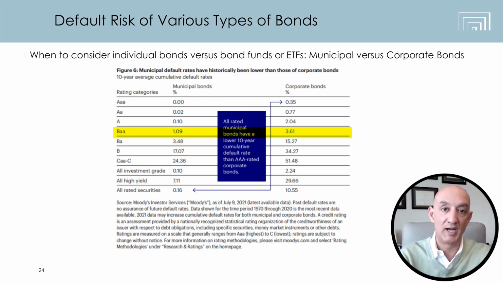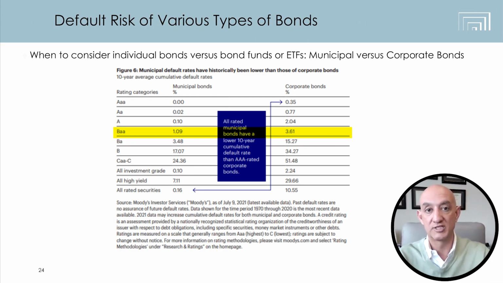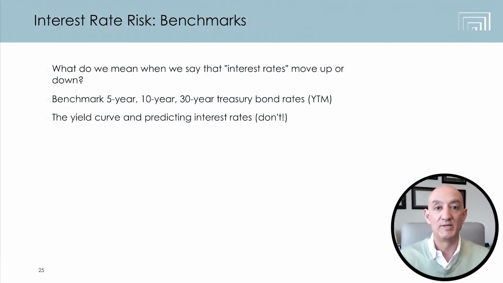What types of bonds should you buy in individual formats versus diversified formats? Now we're going to talk about the most important concept really other than yield to maturity for you to understand, and that is interest rate risk. What do we mean when we say interest rates are going up and down?